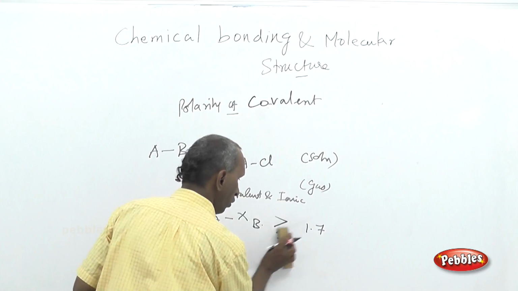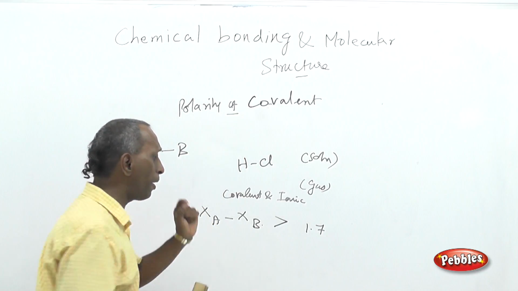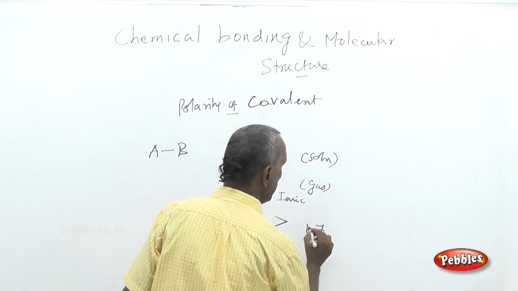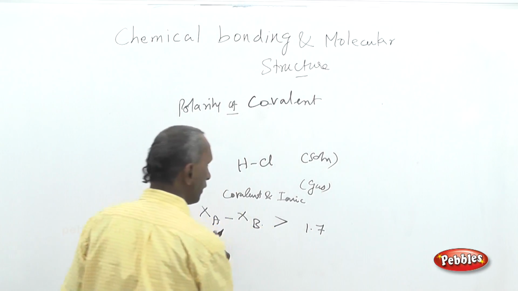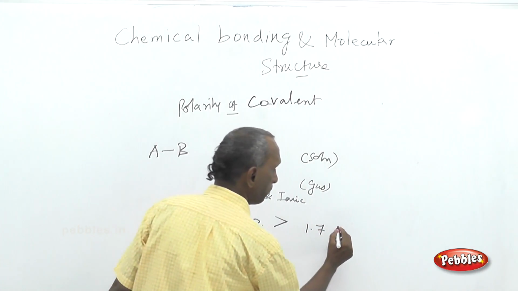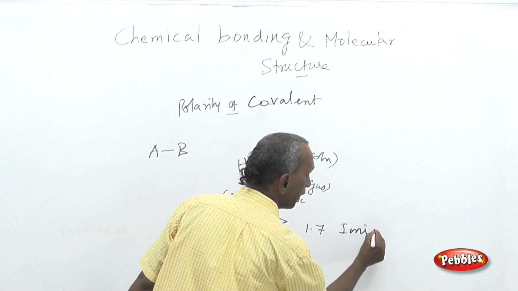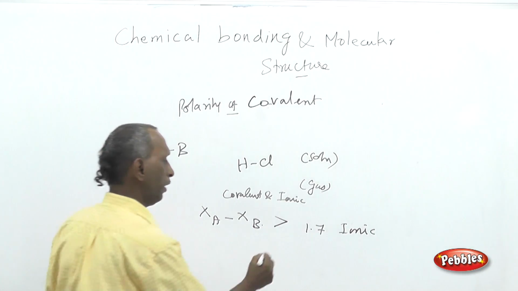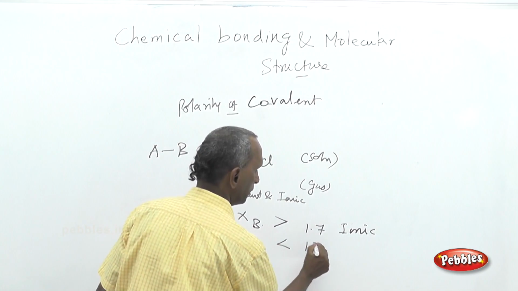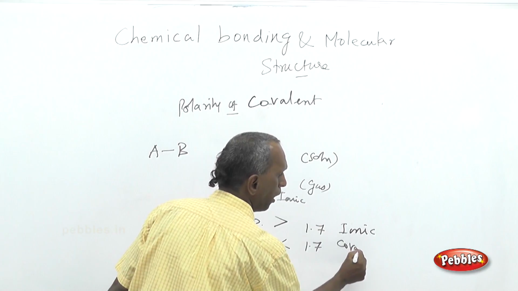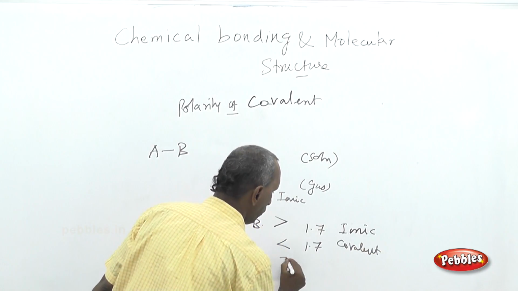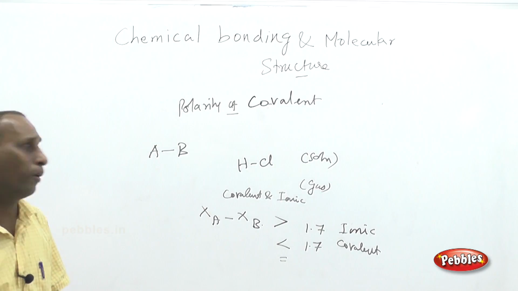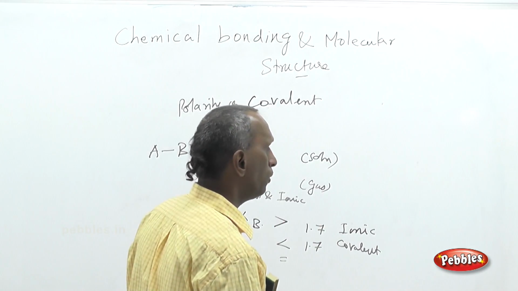You have to remember only one point. If you remember only one aspect, the other aspects can be derived. If the difference between the electronegativities is higher than 1.7, ionic character will predominate. If it is less than 1.7, covalent character will predominate. If it equals 1.7, none of them will predominate; it is equally ionic and equally covalent. That is to be noted.